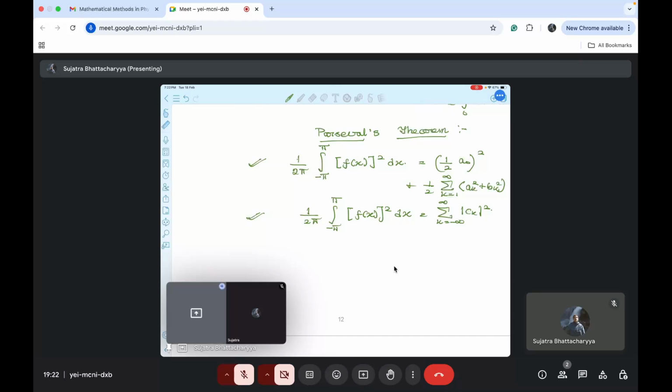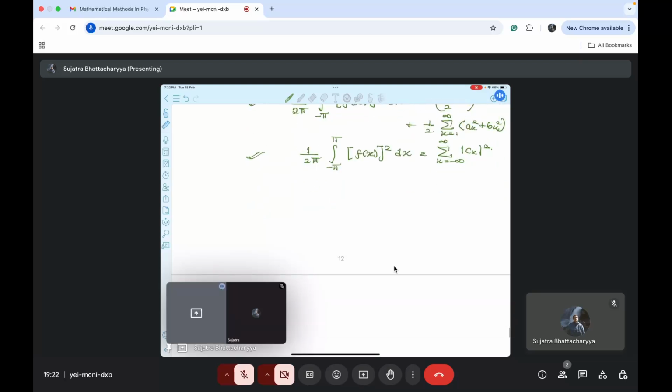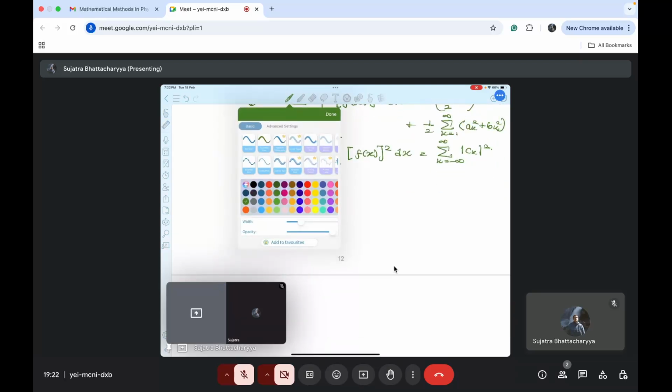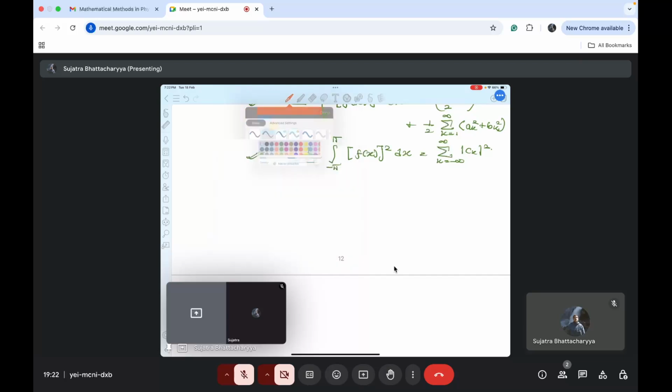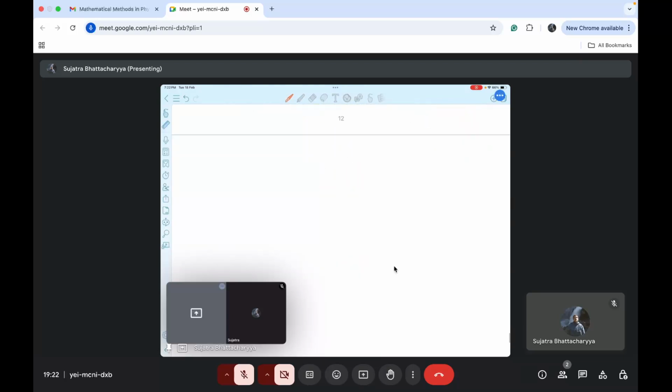Okay, and you can see that we will be using this to get certain expressions, right? So let's do that. Some questions let us do, and then we will get back to the Fourier transform.